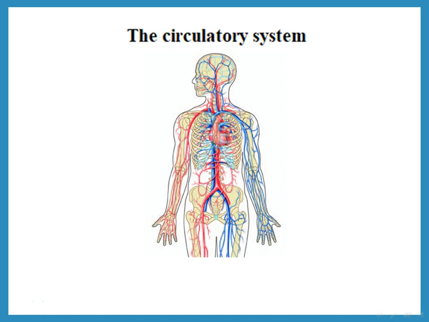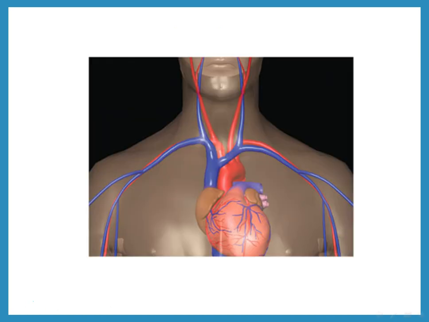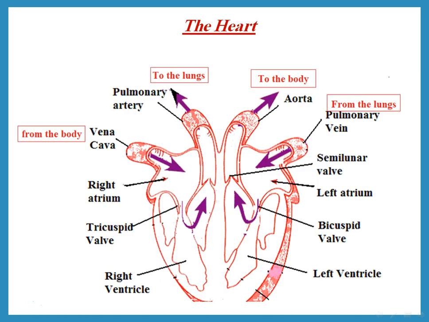You should realize that the circulatory system pumps the blood to all parts of your body. So this is the system that transports substances around the body. So it is made up of what? It's made up of the heart and blood vessels. There are blood vessels that bring blood to the heart and blood vessels that take blood away from the heart to the rest of the body. So the first thing we need to know is the names of the parts of the heart.